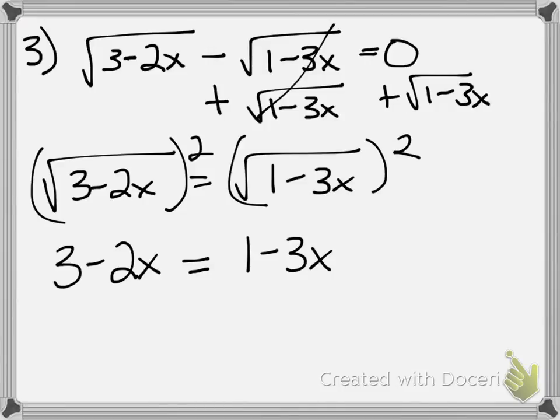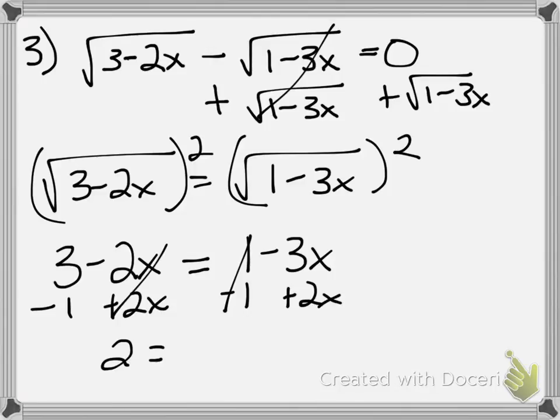So this one is actually one of the simpler ones, which is kind of nice. So I'm going to move variables to one side, constants to the other. So I'm going to go ahead and move that 1 there, add the 2x to the right. And so I end up with 2 equals what? Negative 1x. So then I'm going to divide both sides by negative 1. So negative 2 equals x.